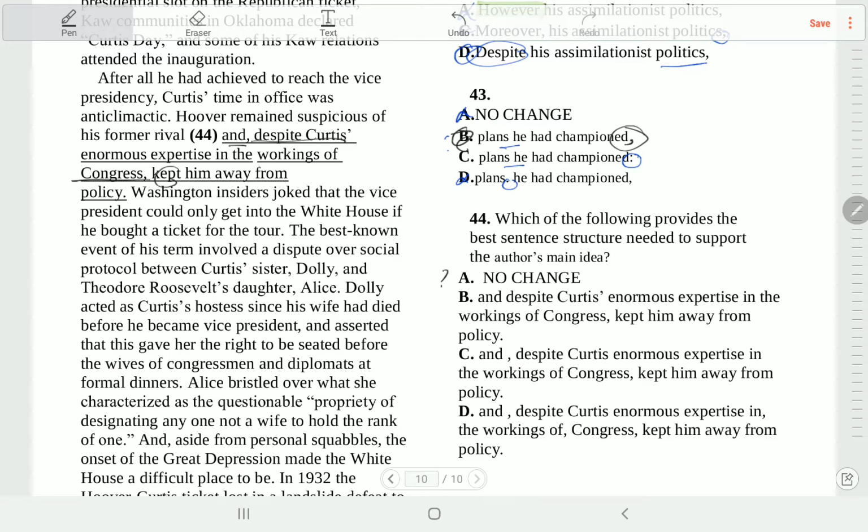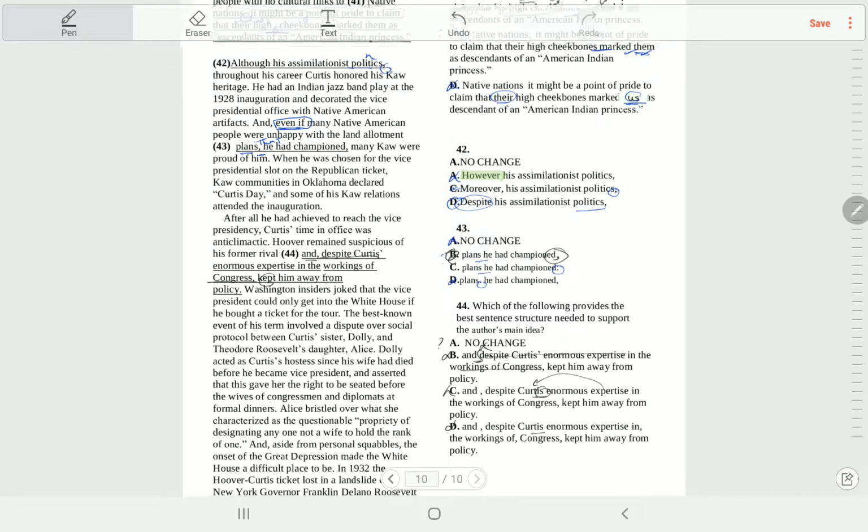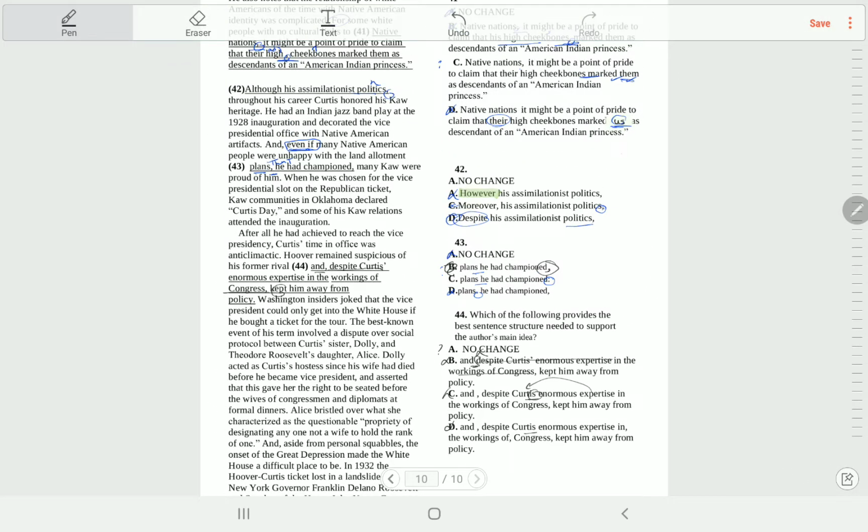Okay, in B, his former rival, and we need the comma to make the non-essential clause. There is a missing comma because this is non-essential. So there is a missing comma. Okay. The next one. Here Curtis, he didn't put the possession. Curtis enormous expertise. The expertise of Curtis. So we need the possession. Okay. So this is the end of part 2.